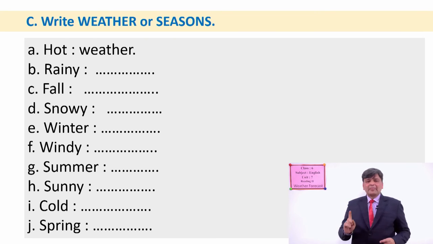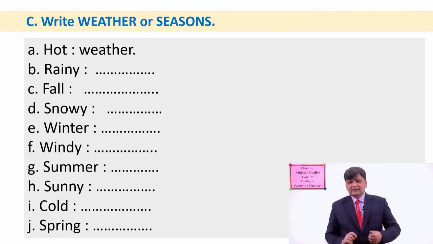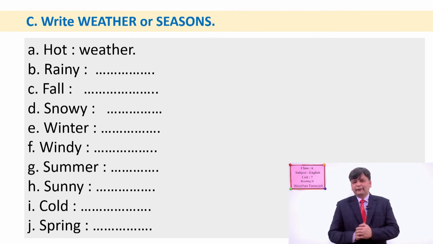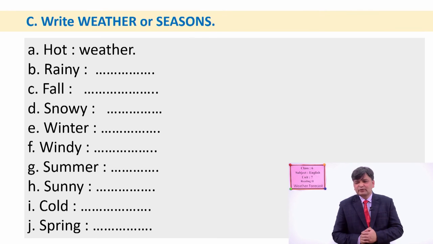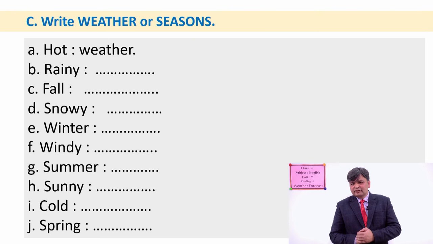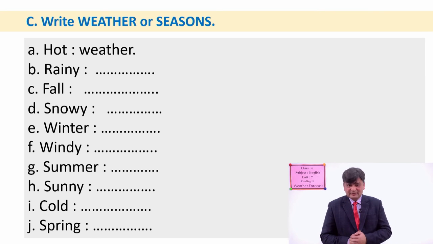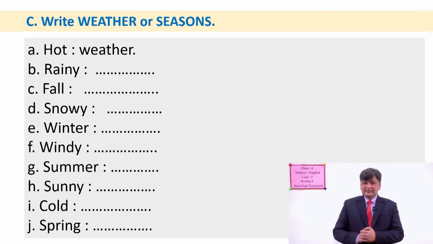weather. Okay? Fall. Actually, fall is equal to autumn, A-U-T-U-M-N, autumn. So, what is it? So it must be season. Autumn is a season, so it must be season.